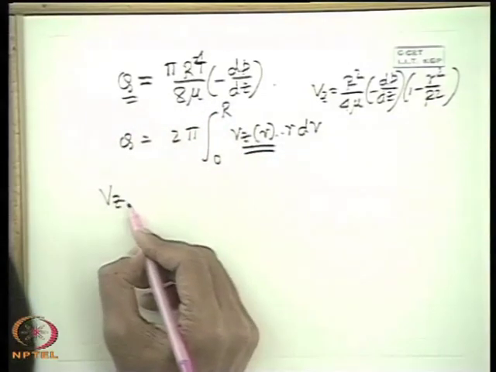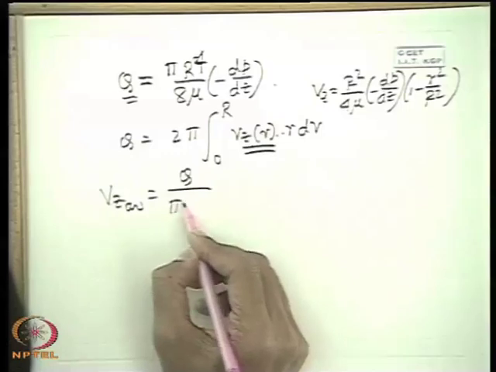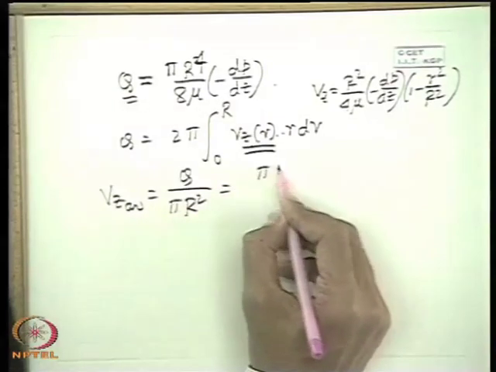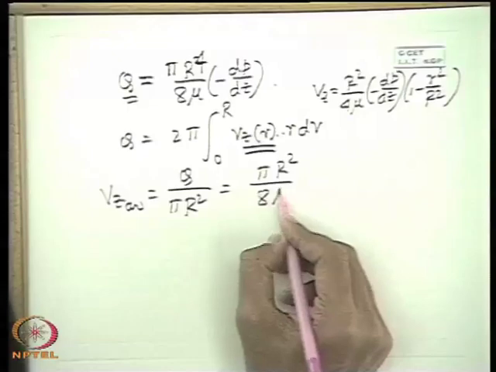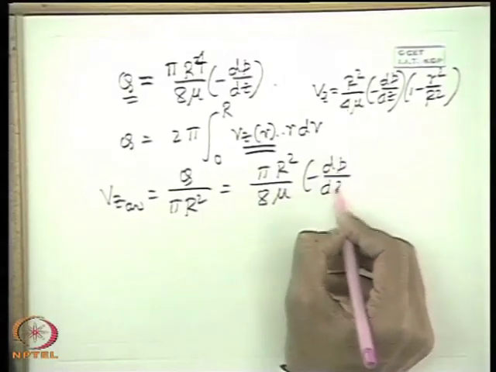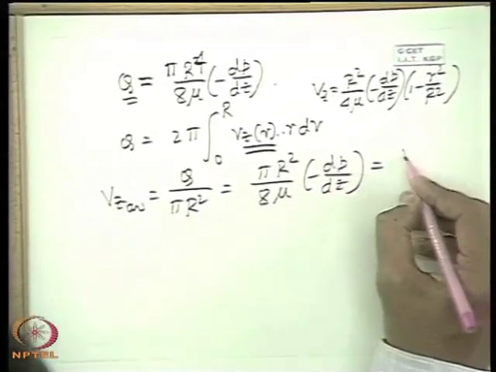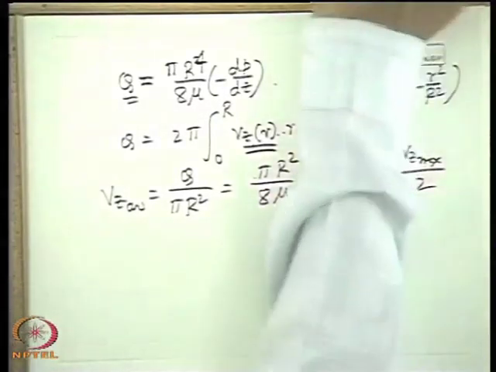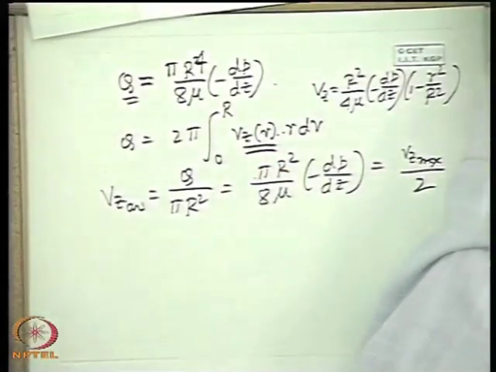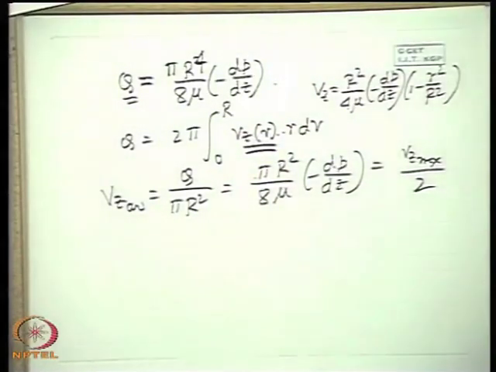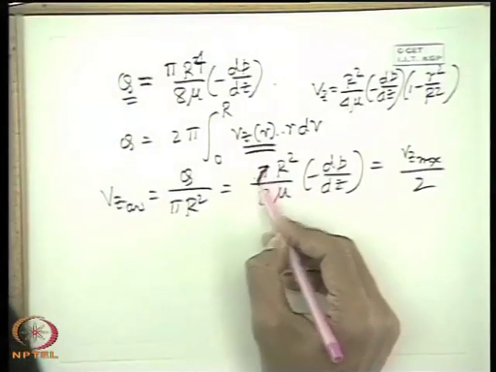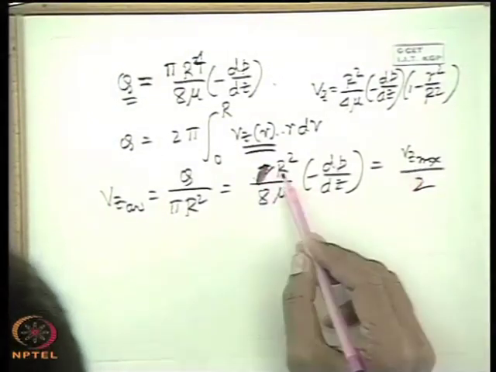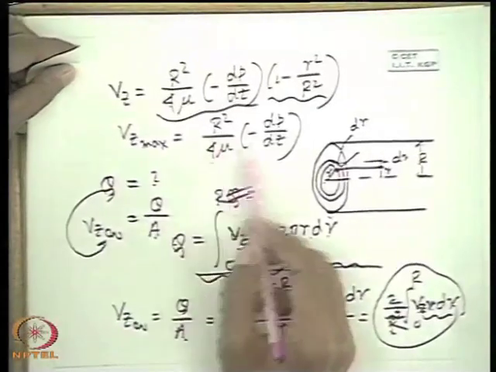So therefore Vz average is Q by pi R square, that is the cross sectional area, which is simply R square by 8 mu, minus dp dz. The relationship with the Vz maximum is Vz max by 2. If you recall the maximum velocity we got, Vz maximum is R square by 4 mu, minus dp dz. So it is R square by 8 mu for the average, and Vz maximum is R square by 4 mu, minus dp dz.